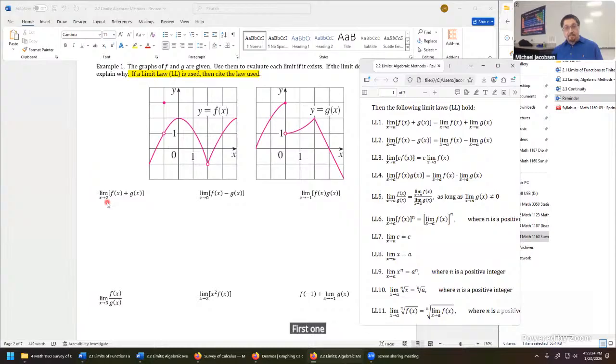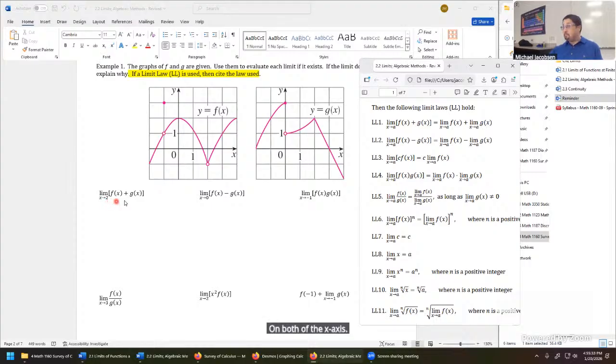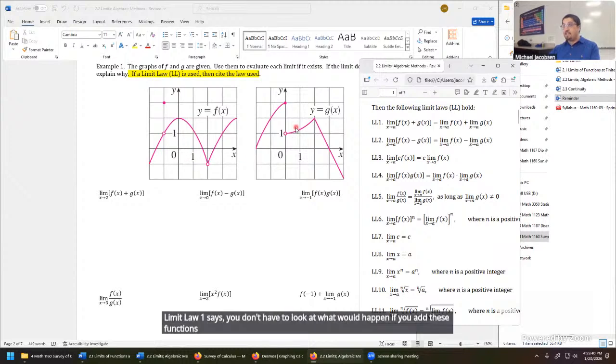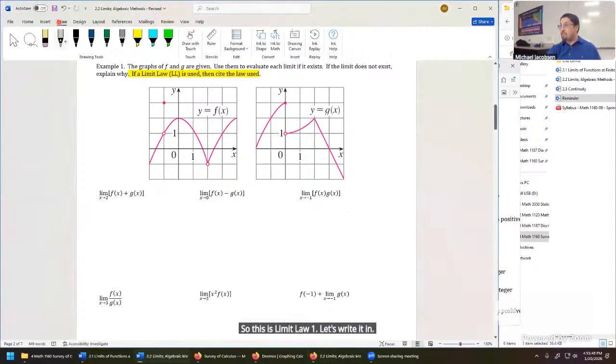First one is we're taking the limit as x goes towards 2. So we're very interested in the value 2 on both of the x-axes for the function f of x plus g of x. Limit law 1 says you don't have to look at what would happen if you add these functions together. You can divide this up and analyze the limits separately. So this is limit law 1. Let's write it in and make a note.